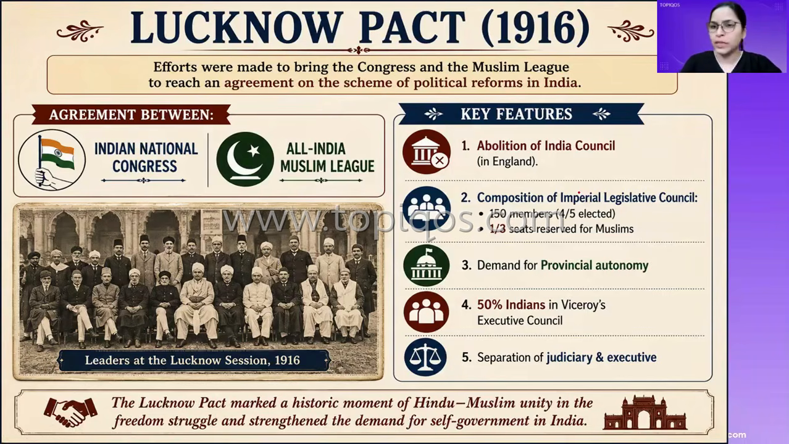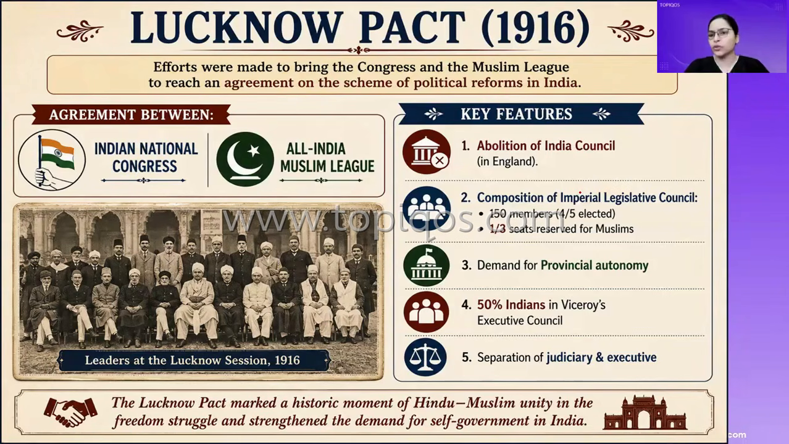All right, so it is pretty clear what the Lucknow Pact is: the pact signed between the Indian National Congress and the All India Muslim League at the Lucknow session of the Congress, organized in the year 1916. Now, for what purpose was the pact drafted or signed? This pact was signed in order to reach a scheme, or an agreement, on political reforms in India.